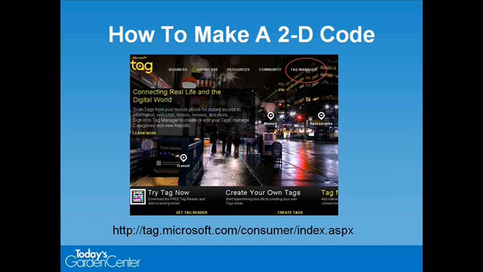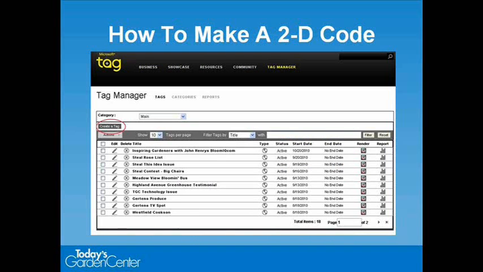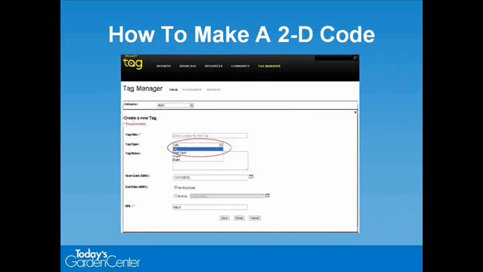To get started creating a Microsoft tag, click Tag Manager at the top right of the homepage. You'll need to create a free account for a Microsoft tag, but they allow you to track usage, whereas QR codes do not. The site is a little tricky to navigate. In the top left under Category, it says Create a Tag. Click here. Type in a title. This will not appear on the code. It's just how you find your code within the MS Tag archive in your account.